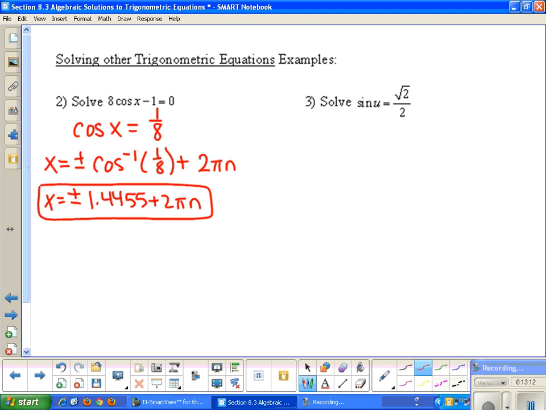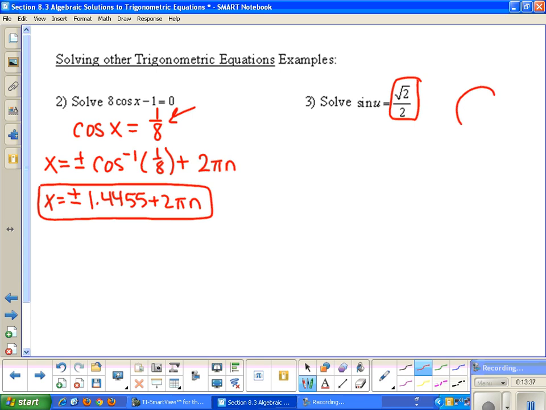So for the next one, if we have something that we recognize, like I recognize this right here as being a value on my unit circle, if that happens, that means you want to get the exact value answer. Unlike when we had 1/8, I know that wasn't on my unit circle, and that's why I can use my calculator. So for this one, I have the sine of u is equal to root 2 over 2. So I'm trying to figure out what angles give me root 2 over 2.